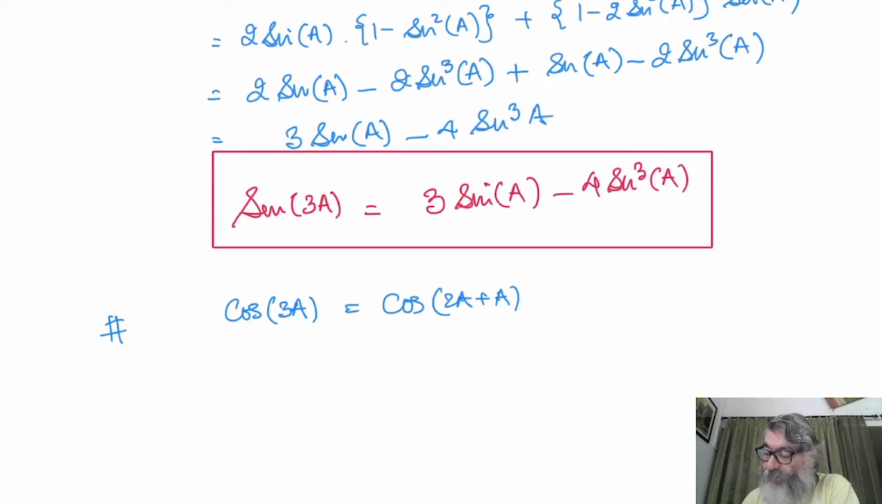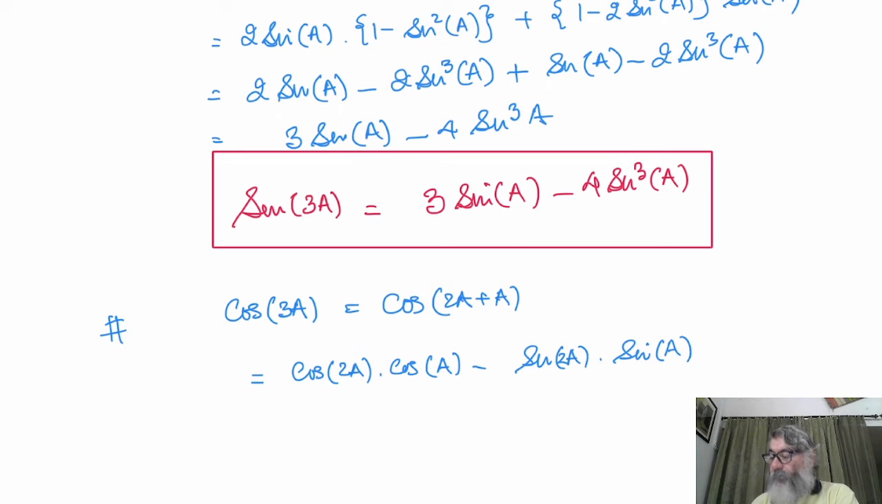Cos a plus b is cos a cos b minus sin a sin b. Now I want to convert everything in terms of cos.